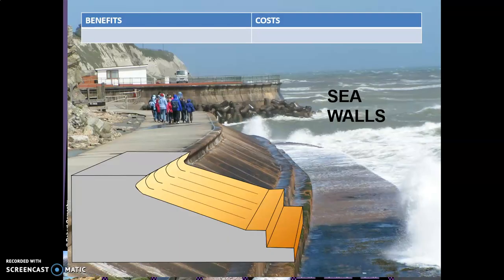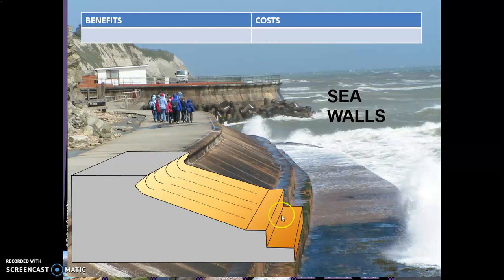A hard engineering strategy is sea walls. So you can see here people walking along sea walls. You may have walked along a sea wall. If you've been to Blackpool, you will have walked along the sea wall when you were going along the coastal front. And these are artificial, man-made structures that are built to basically hold back water, but also to take a lot of the force of the sea as it crashes onto that concrete platform.